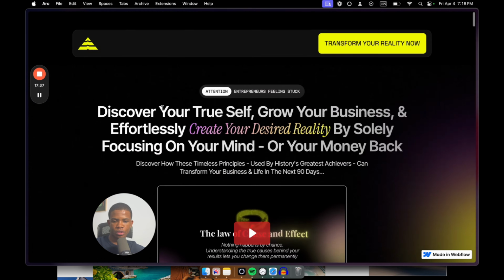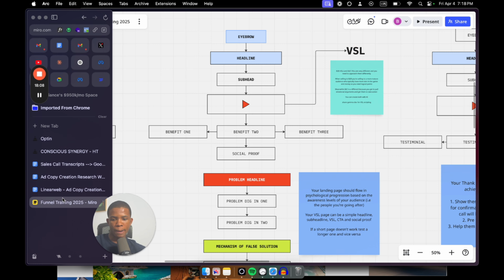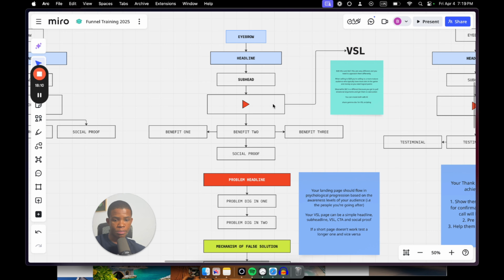If you look at this one, you're going to see, discover your true self, grow your business and effortlessly create your desired reality by solely focusing on your mind or your money back. You can see how this promises them the dream outcome, and the system is by focusing on their mind, which some people might find weird, but it is actually a way to grow your business if you actually improve your mindset. And by the way, this kind of offer is ripping right now. We have a client who's doing incredibly well, multiple six figures with this kind of offer. When done right, it absolutely rips, like absolutely.